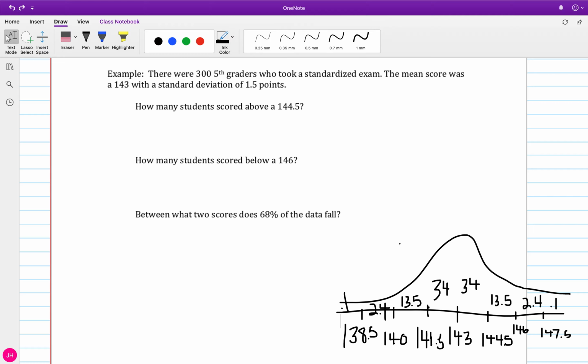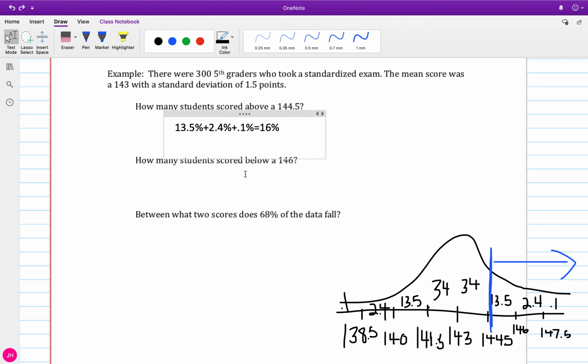So I want to know how many students scored above 144.5. That is this line right here. So I know how many people scored above it. That would be my 13.5% plus 2.4% plus 0.1% to give me 16%. This question asks for something slightly different, so if you stopped at 16%, no worries there. This one didn't want to know what percentage, it wanted to know how many students. I told you there were 300 students, so I'm going to do 300 times 0.16 to give me 48 students total. So one little extra step there. Since it's a percent, I'm going to multiply by that decimal.